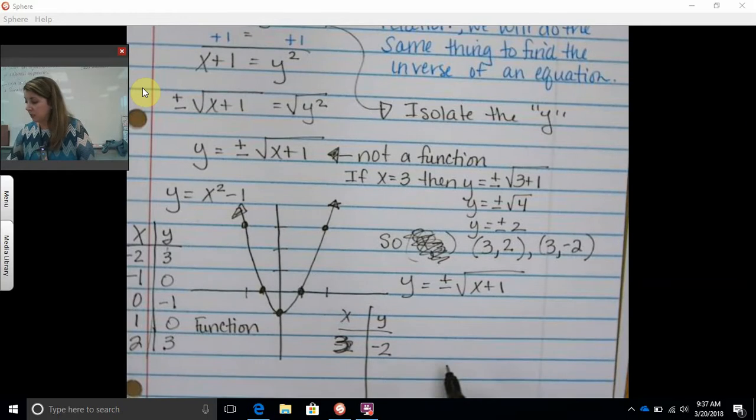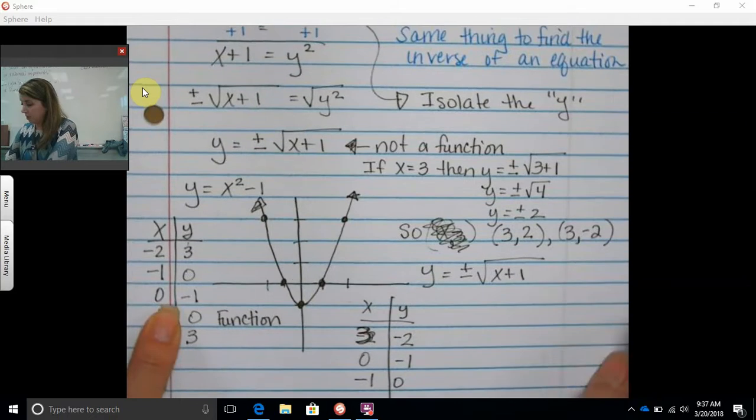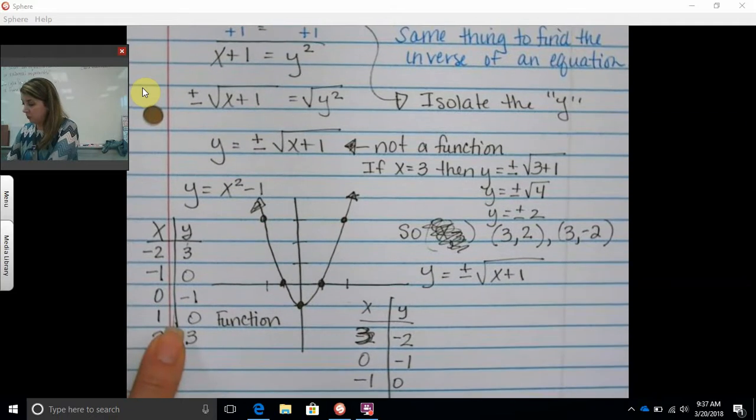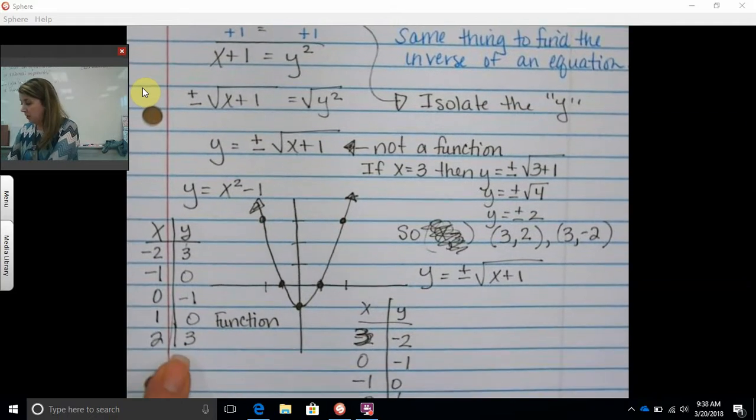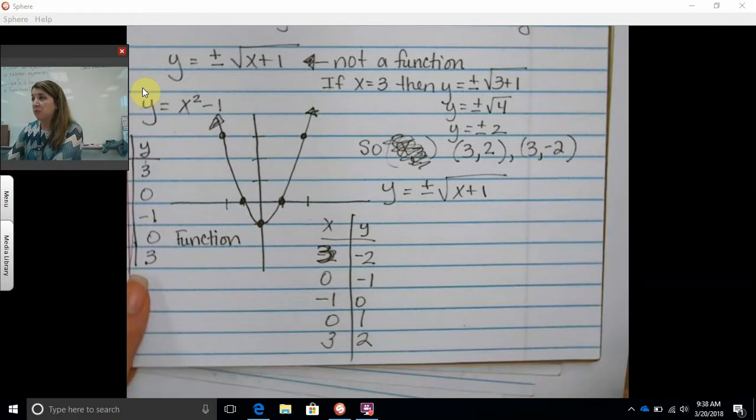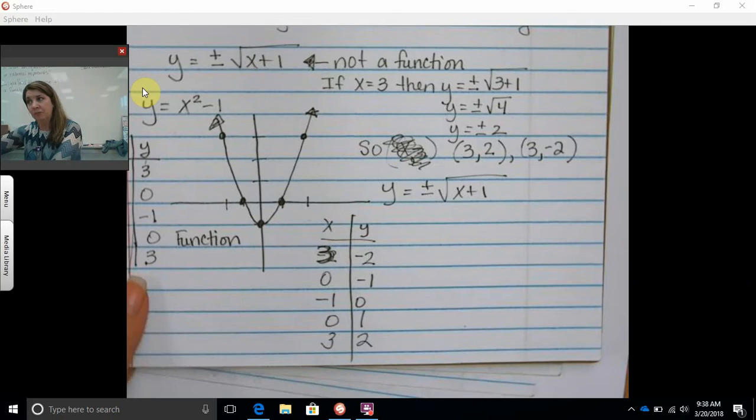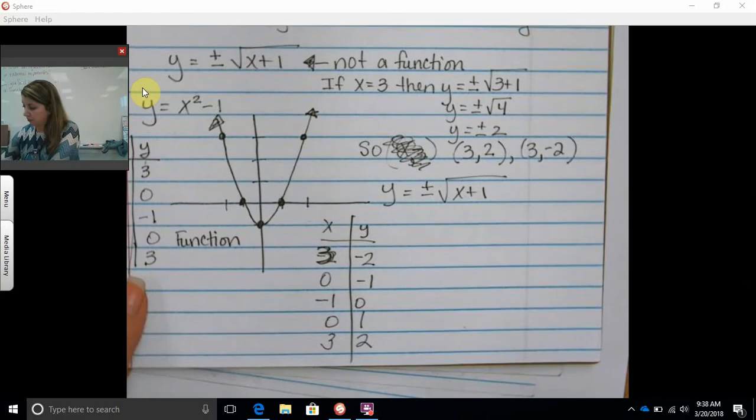Instead of negative 1 comma 0, 0 comma negative 1. Instead of 0 comma negative 1, negative 1 comma 0. Instead of 1 comma 0, 0 comma 1. Instead of 2 comma 3, 3 comma 2. Like I said, you can plug those numbers in over here if you would like, but you don't have to. If you already have ordered pairs, just flip-flop them, and that's your inverse.